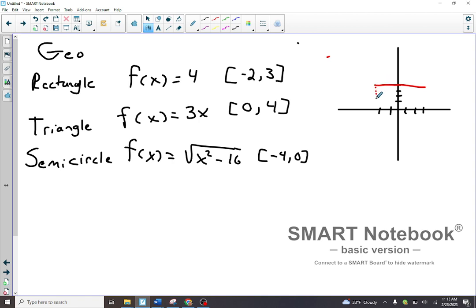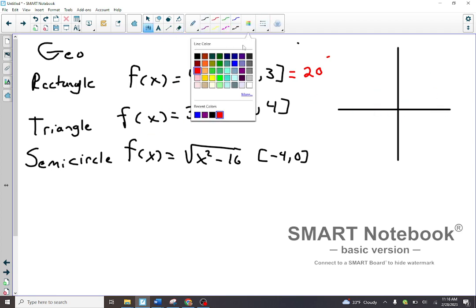In this case, you should see that it forms a rectangle that is from 3 to -2, 5 wide, and that is 4 high. So the area of this is 20. The area of this one is 20, and it's clearly shown because it's a rectangle. In this one, 3x is from 0 to 4.